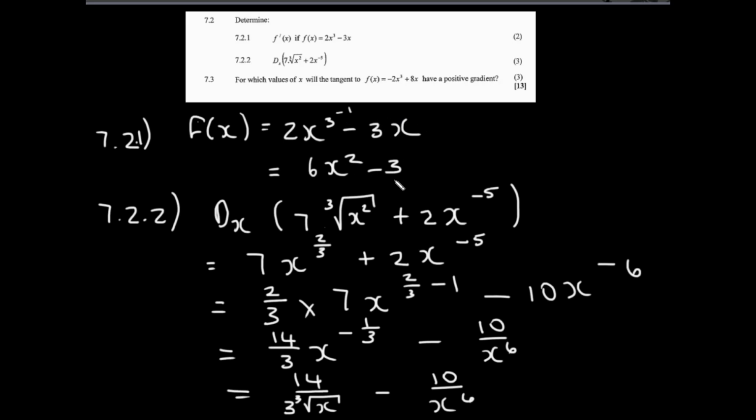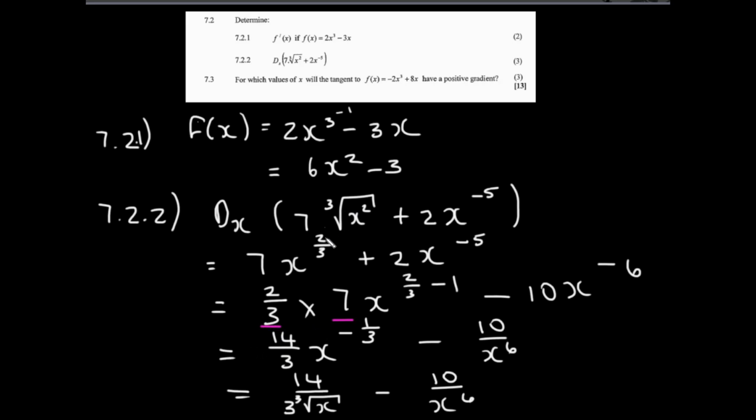Let's look at 7.2.2. We've got to take the derivative of 7 times the cube root of x squared plus 2x to the power negative 5. So let's first look at what we need to do here. We've got 7 times the cube root of x squared. Now we know that x squared with a cube root becomes x to the power 2 over 3. And then we have 2x to the power negative 5. What we need to do now is take the exponent and multiply it by the coefficient. So we have 2 over 3 times 7.